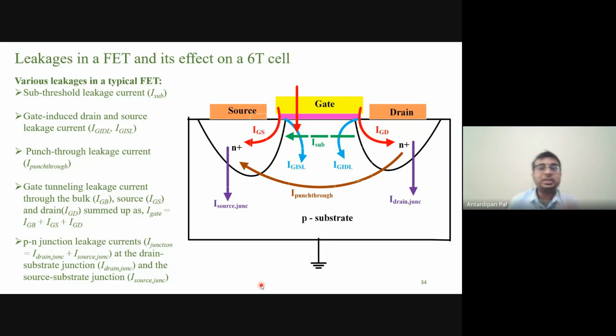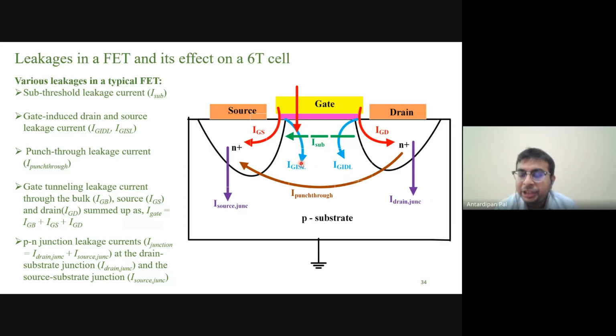So, if it's an LET, everything will be gone. Believe me, everything will be gone. Why? We don't have a gate. All these red things, these are the gate leakages. They are gone. We don't have a gate. All these three components are gone. We don't have any drain body or source body junction. So these two are gone.